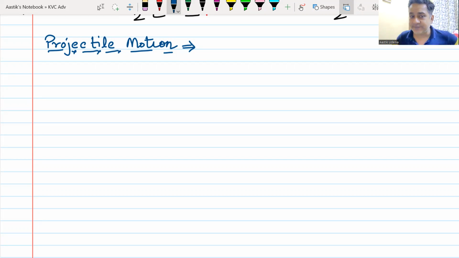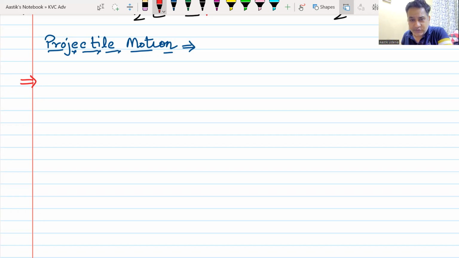projectile motion. Now, as soon as I say projectile motion, what do you understand by projectile motion? We'll do it quickly because we don't have so much time to spend on this. As soon as you hear the term projectile motion, what thought comes to your mind? Obviously, it is a case of motion in two dimensions. What else? What type of motion is projectile motion?